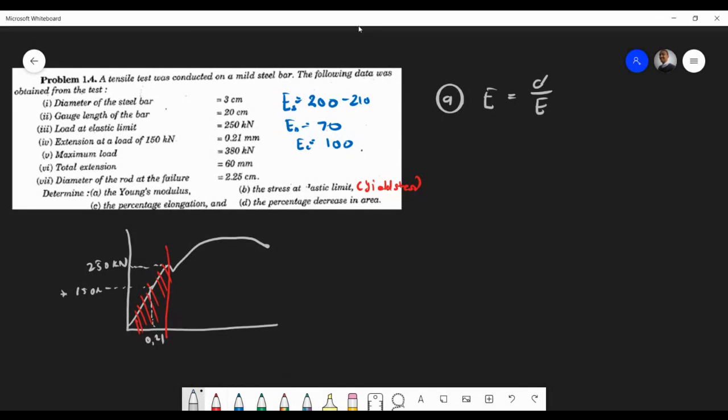So that's how we're going to know if we're correct. First thing, stress, right? Stress is going to be force over area. We should all be familiar with this.